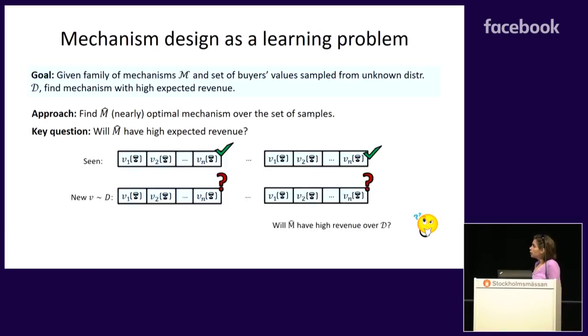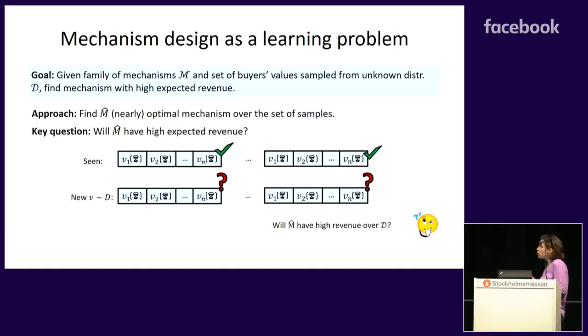And so, for example, for the case of second price auctions with reserve prices, well, we know that the mechanism that we picked does well over the training set of examples, and has high revenue on average over the training set of examples, because we've chosen it to do so. But of course, the key question is, will it have high revenue on a new random sample from the same underlying distribution? Will it have high expected revenue on a new random sample?